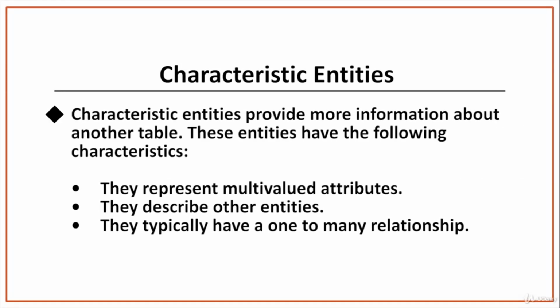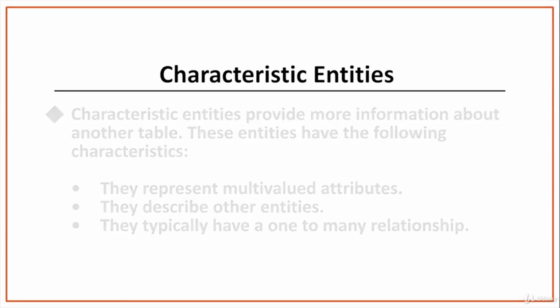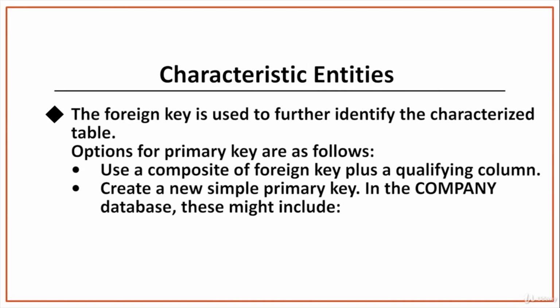Characteristic entities provide more information about another table. These entities have the following characteristics. They represent multi-valued attributes. They describe other entities. They typically have a one-to-many relationship. The foreign key is used to further identify the characterized table. Options for primary key are as follows. Use a composite of foreign key plus a qualifying column. Create a new simple primary key.